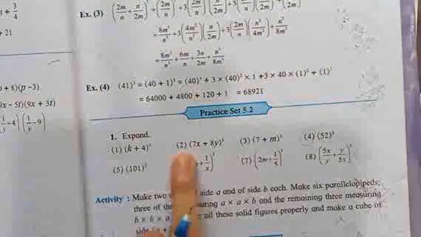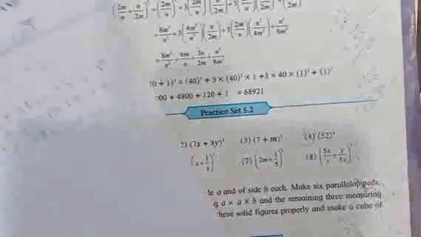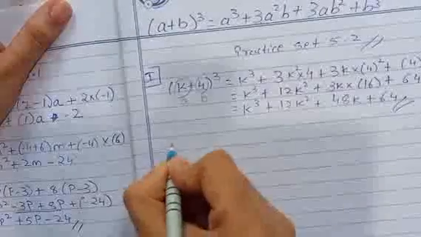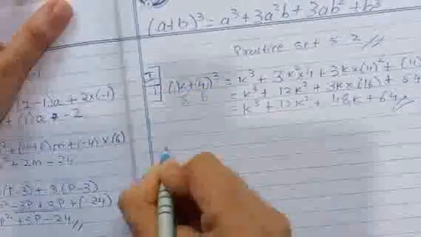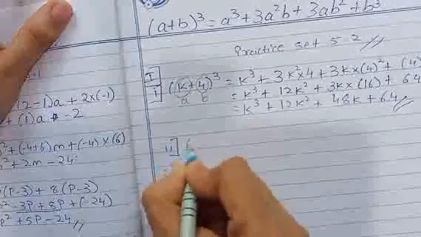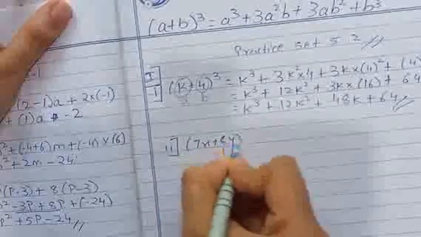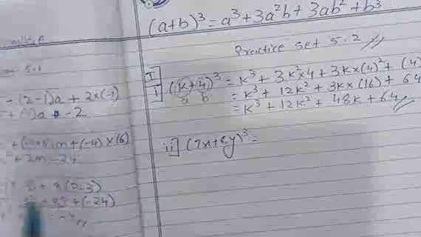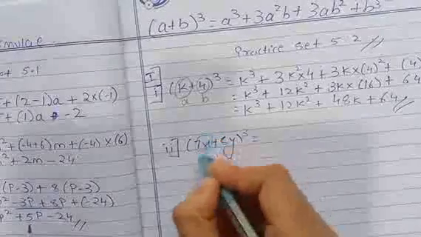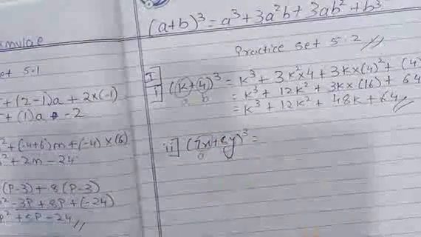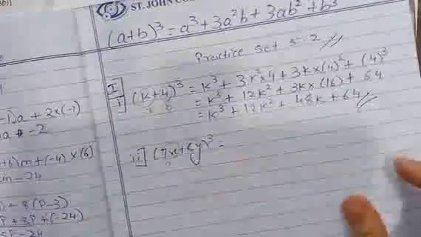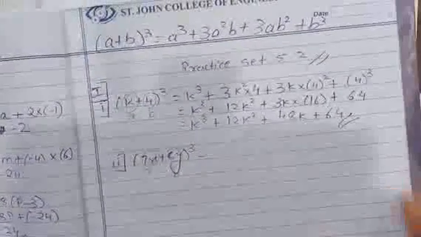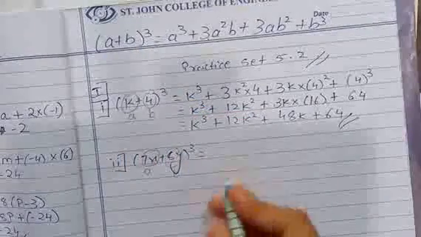Understood, students? It is very easy based upon the formula. Now the second one I will be solving, that is 7x plus 8y the whole cube. You have to do nothing, but if you get confused, you just have to circle A and circle B, so that whenever you are applying the formula, it will be easy for you. So I am keeping the formula here. Just see how I am doing.